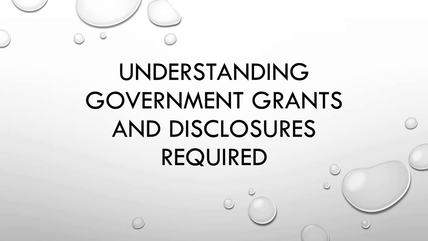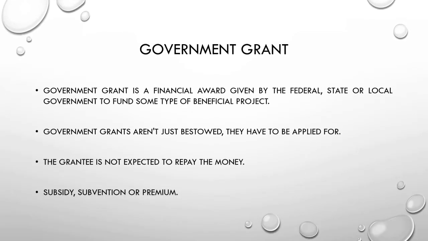First, what is a government grant? A government grant is a financial award given by the federal, state, or local government to fund some type of beneficial project. Government grants aren't just bestowed, they have to be applied for. Getting a government grant is an extremely competitive process because the grantee is not expected to repay the money. The paperwork is complex and applicants must describe how the awarded funds will benefit the local community or the public at large. It is also known as subsidy, subvention, or premium.